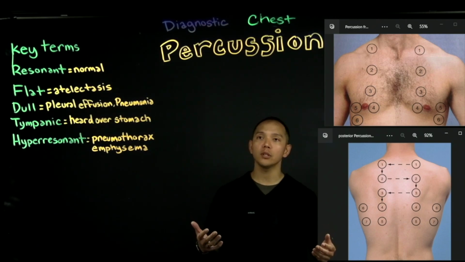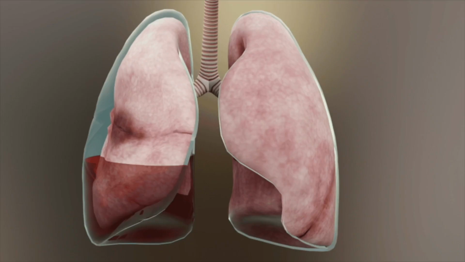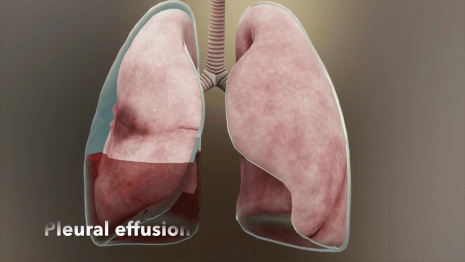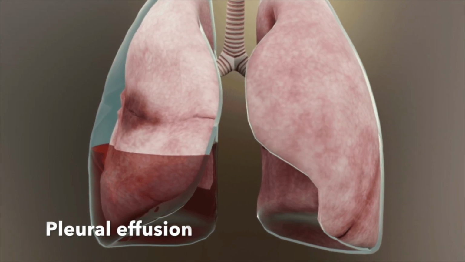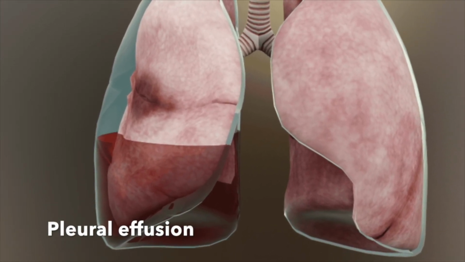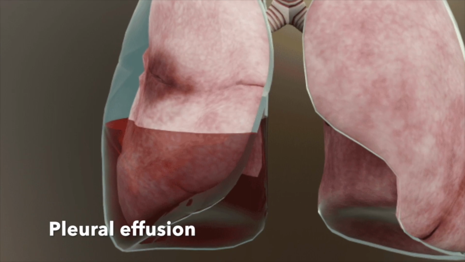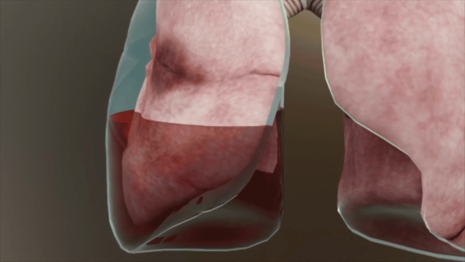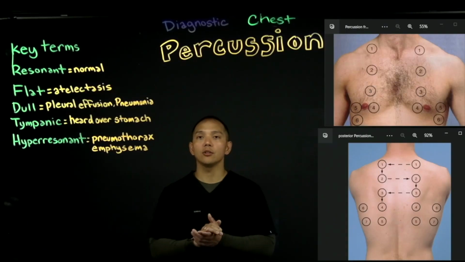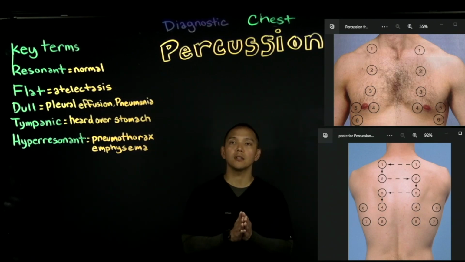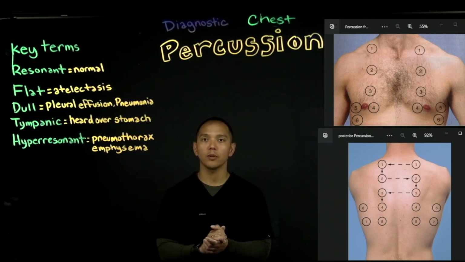Possible pneumonia. In pleural effusion, we have fluid that is built up in the pleural space that tends to muffle that normal hollow sound of an air-filled lung. So that's what dull is. Dull, I want you to think of pleural effusions and possibly pneumonias.